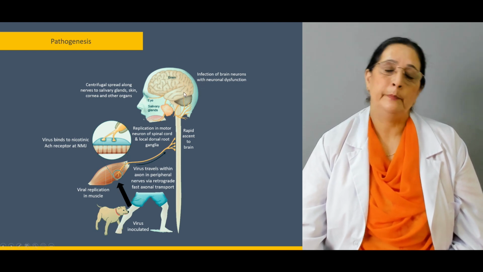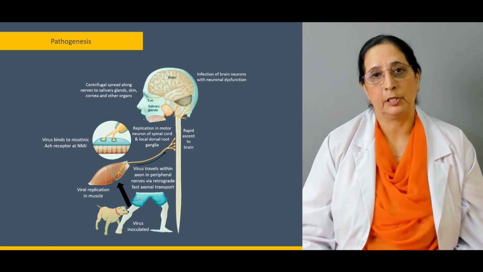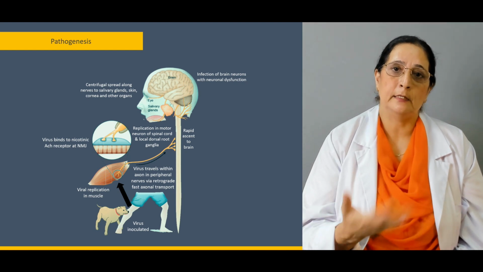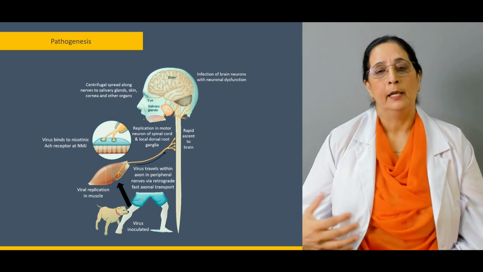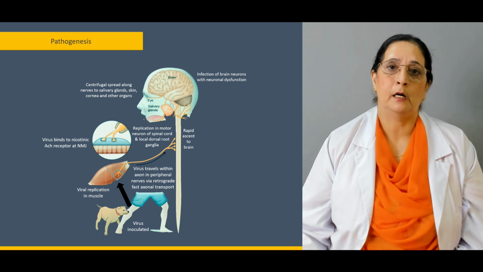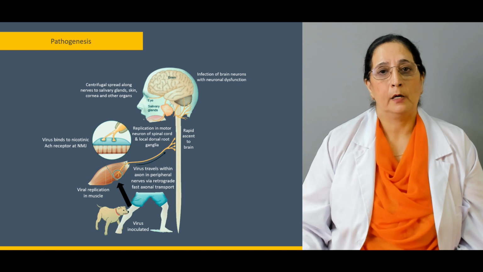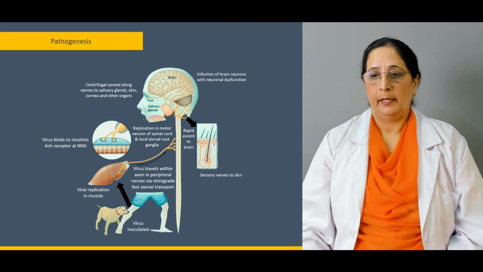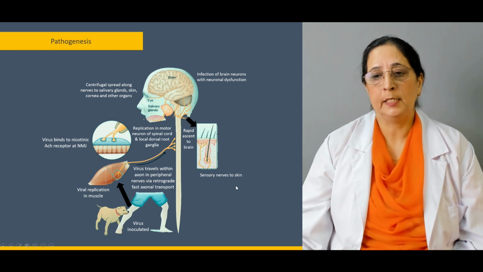Once it reaches the brain, it affects the neurons and causes neuronal dysfunction that later on will cause early complications as a result of neurological involvement, or late complications that involve different organs including the heart, lungs, and kidneys, and cause multiple organ failure at the end. And then there are also sensory nerves to the skin.